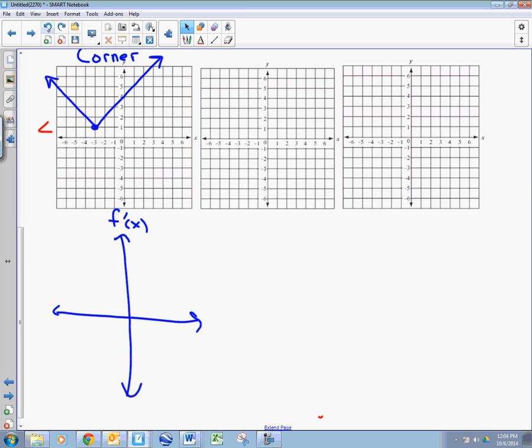So what would the derivative look like? Well, this function is continuous everywhere, but its derivative is not continuous everywhere. There's no derivative at -3. So this graph cannot have a value at -3.